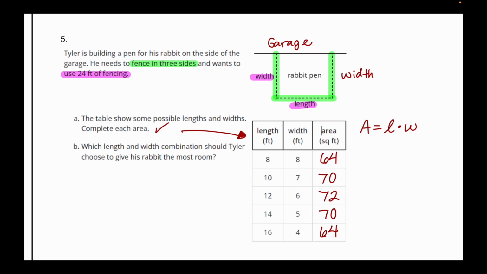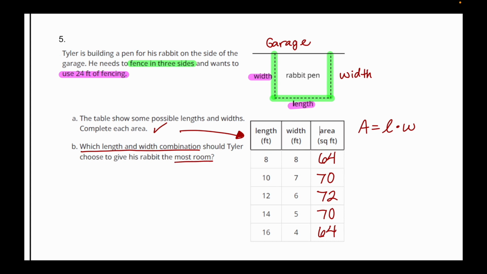So which length and width combination should he choose to give his rabbit the most room? So we want the largest area.